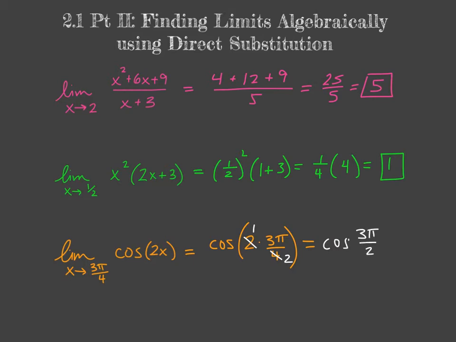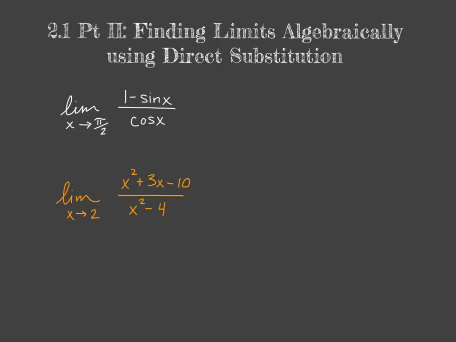Using your unit circle, remember that the 3 pi over 2 is down here, and the cosine is the x value down there. That's the coordinate point (0, -1), so the cosine value there is 0. It's totally okay to get 0. This is not a 0 in a denominator. So our answer here, the limit as x approaches 3 pi over 4 of cosine of 2x, is 0.